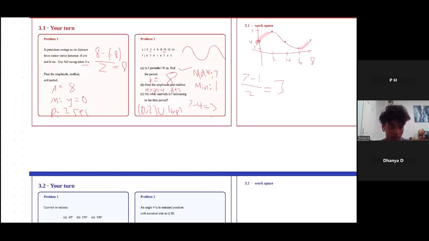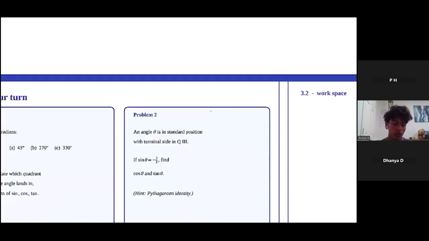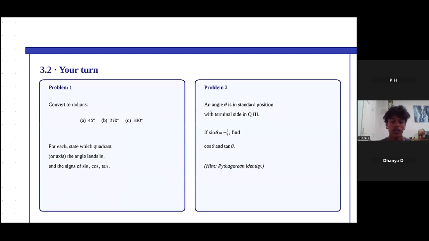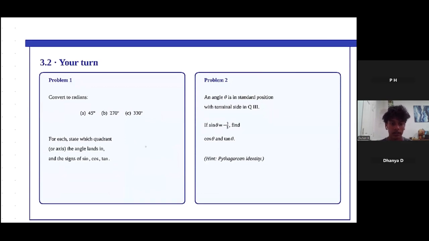And now we have 2 problems for you guys. For each, state which quadrant or axis the angle lies in, and the signs of sine, cosine, and tan. So before that, I'm going to give you some help. Remember, sine and cosine is simple. Sine is going to be ahead of the y-axis, it's going to be positive. So sine is going to be plus, plus, minus, minus. And then cosine is going to be plus, plus, minus, minus. And then tan, if you think about it, it's going to be sine over cosine.